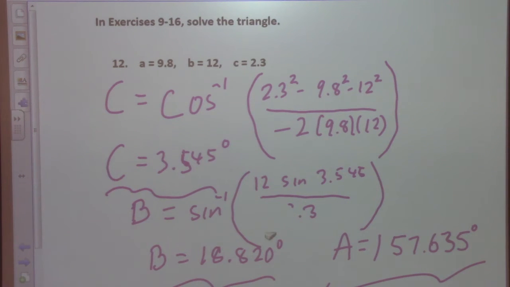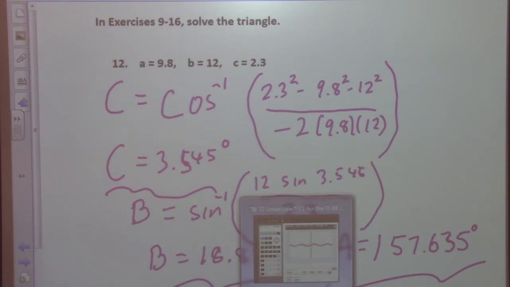No, this answer here is correct, but then these other ones are not correct. And Kaylee pointed out that the real answer for B is going to be 180 minus 18.82, which is going to be 161.18, right? Why do you do that? Well, let me show you this.